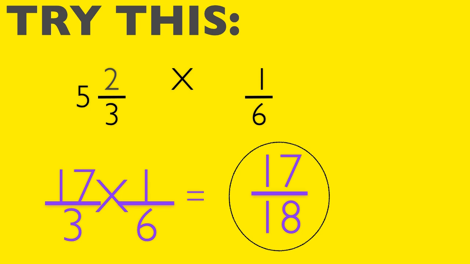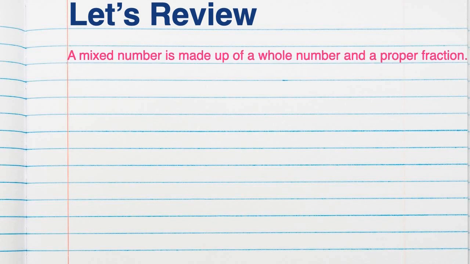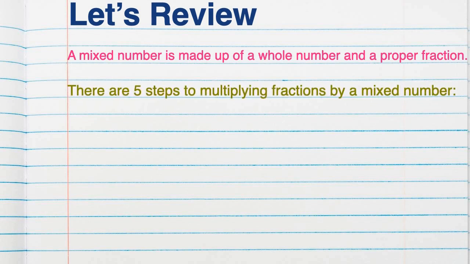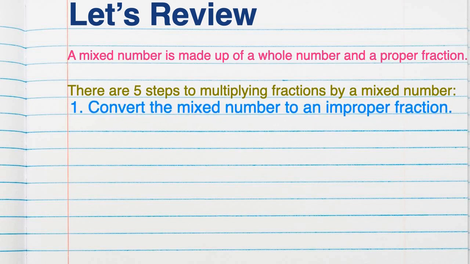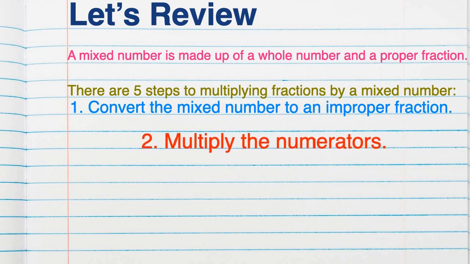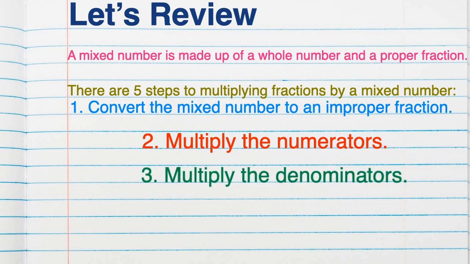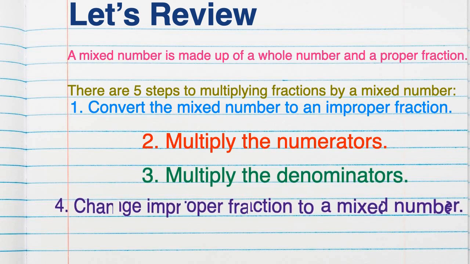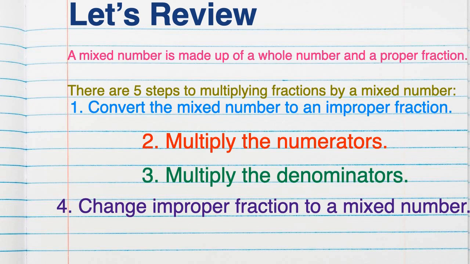You did beautiful today. Let's review. Remember that a mixed number is made up of a whole number and a proper fraction. Also remember that there are 5 steps to multiplying fractions by mixed numbers. Step 1. Convert the mixed number to an improper fraction. Step 2. Multiply those numerators. 3. Multiply those denominators. 4. Change the improper fraction back to a mixed number. And last but not least, we always end with simplify. Simplify the fraction if needed.